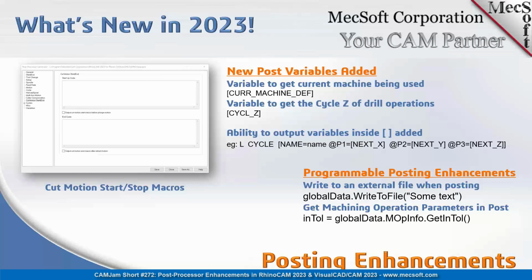And then as far as the mop info that we have added, that's a new data structure that we've added to programmable posts, and using that, we can get at all the information parameters associated with the actual operation that you're posting. So in this particular instance, we are getting the in tolerance of the operation. So notice the power of this. Based on the parameter settings, you can actually do some conditional processing in the post-processing. So just quite powerful and can really drive some sophisticated post-processing using our system.